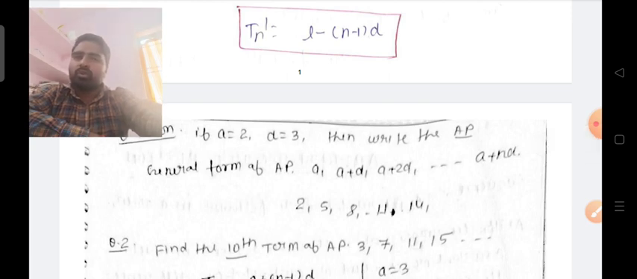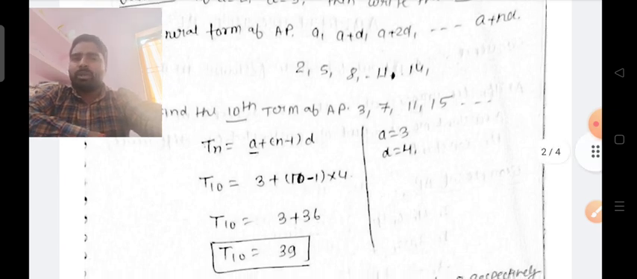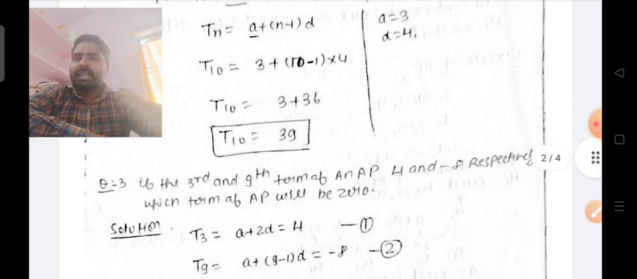A is equal to 2, d is equal to 3. Write the AP. We know the general series of AP: a, a plus d, a plus 2d, and we just put in the values to find it. This is the second term. Very simple question. What is the 10th term? I have already discussed, 10th term means a plus 9d. A is given, and d we know how to find: T2 minus T1. If the common difference is the same, then this will be in the AP. 7 minus 3, this will be 4. Then T10 equals 39.